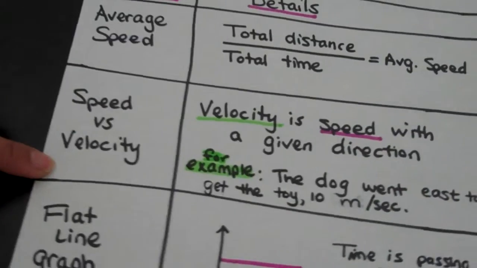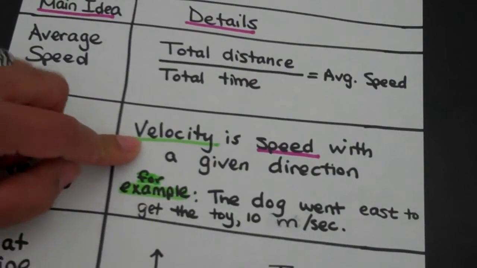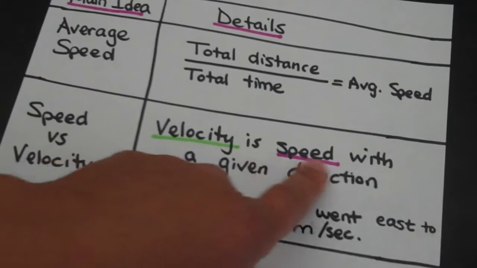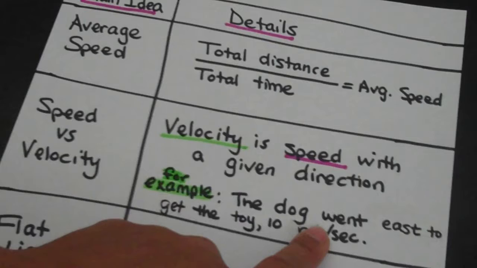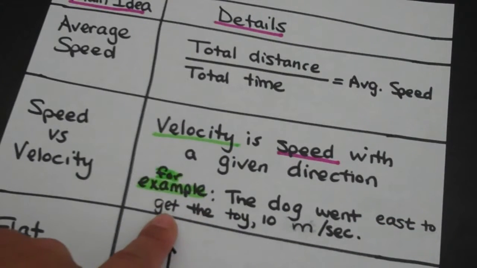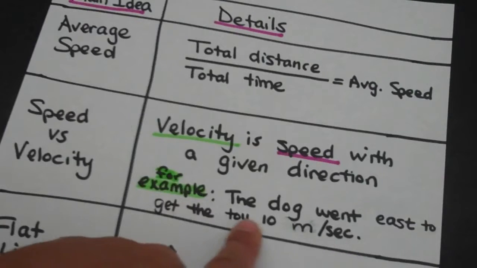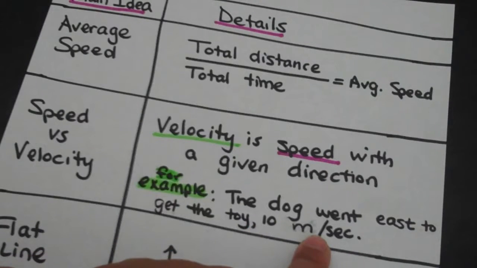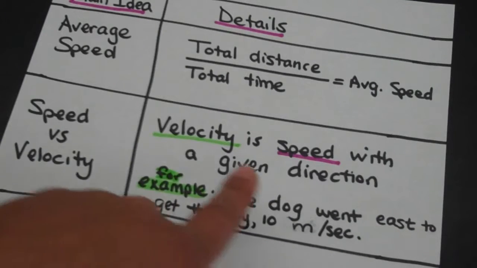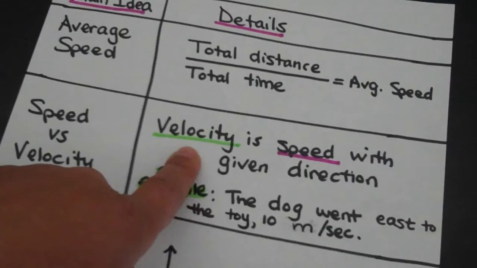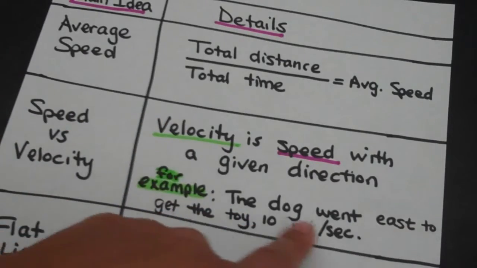Speed versus velocity. There is a new vocabulary word that I'm going to add in here. Velocity is speed with a given direction. For example, the dog went east to get the toy 10 meters per second. If I just said 10 meters per second, that's speed. By adding in the direction east, now I use a new term called velocity, and that's the difference. So once I give the direction and the speed.